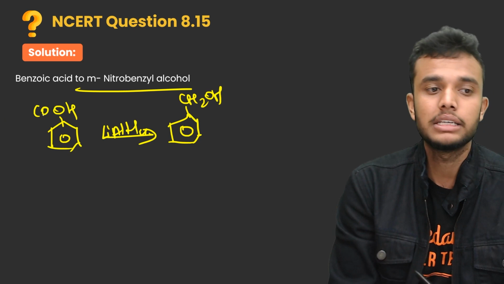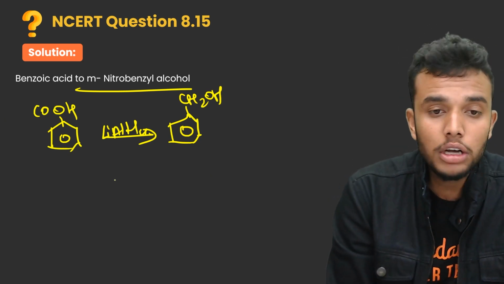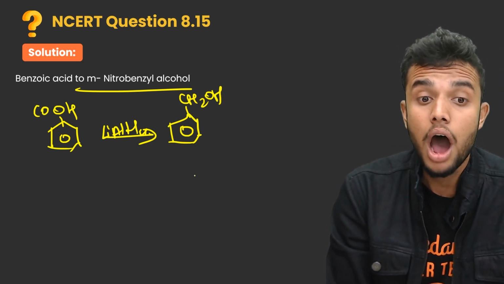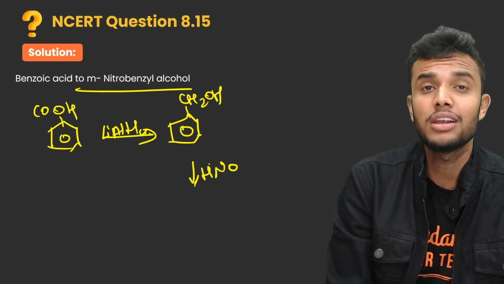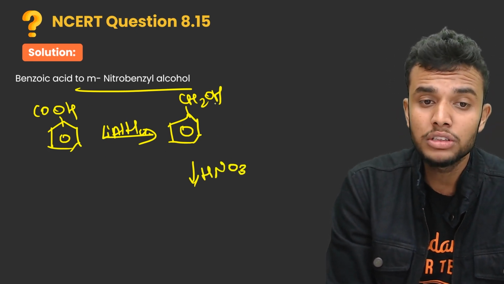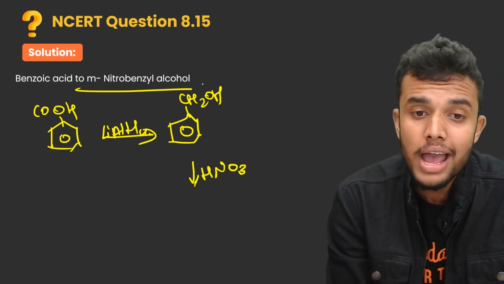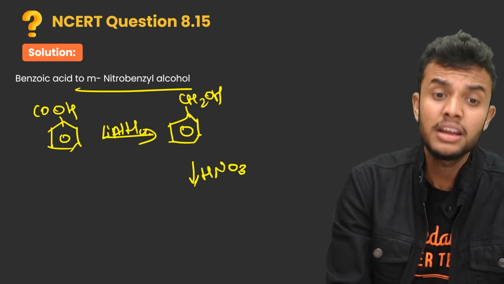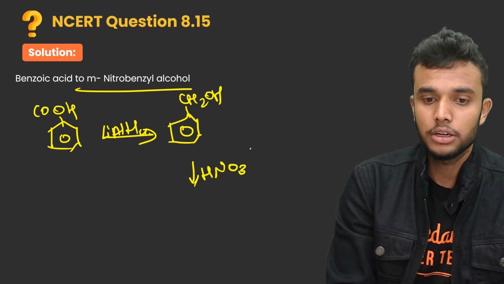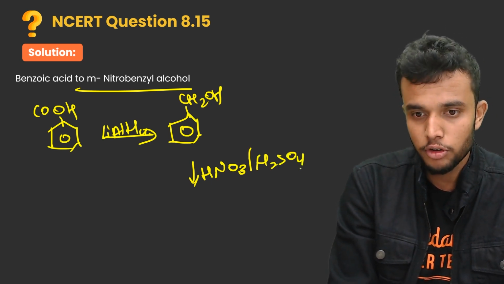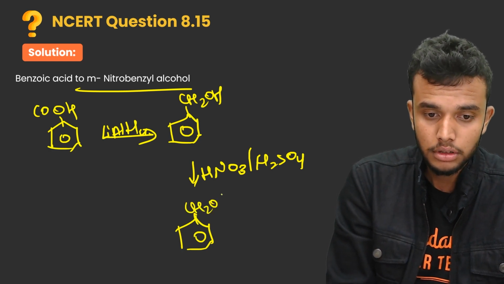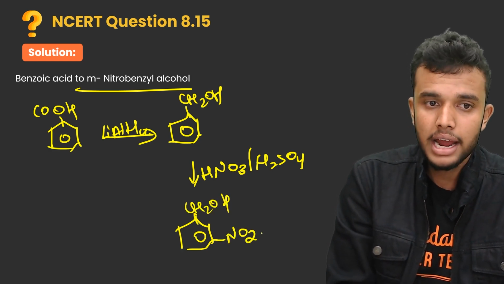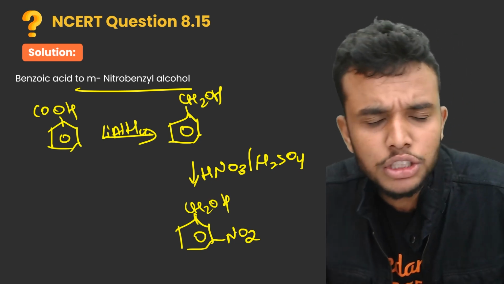Benzoic acid structure. What is the structure of carboxylic acid? It reduces to alcohol. And next step, we need meta-nitrobenzyl alcohol. Meta-nitro, we already know this group is an electron-withdrawing group. Why is the OH group there? That's why it's a meta-directing group. HNO3 in the presence of H2SO4, nitration, to yield meta-nitrobenzyl alcohol. This is the solution, students.